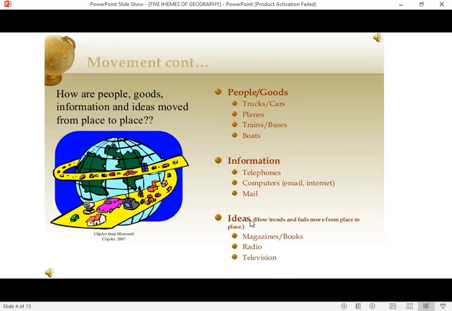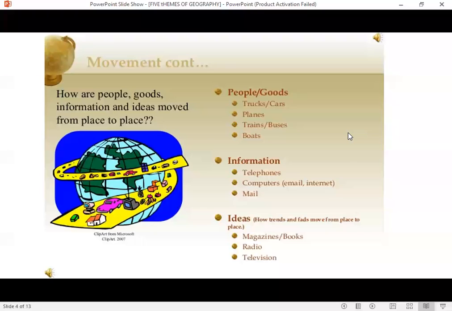Ideas, how do ideas move from one place to another? By magazines and books, radio and television. Is it clear? These are the examples. So if I ask you, for example, define movement and tell me one thing that's being moved from one part of the Earth's surface to the other, you will pick one of these three categories, whether it's ideas. Yes, and you pick one of them.